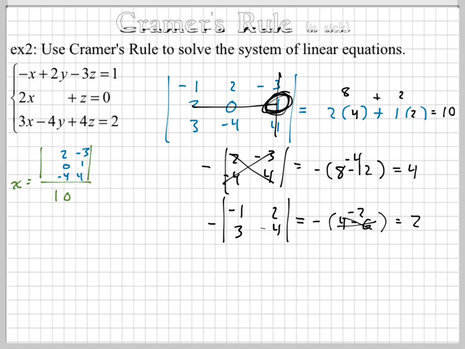The other column, the x column, is going to be replaced by these numbers right here, the ones that the equations equal. So we have 1, 0, and 2. So whatever variable you're trying to find, you plug in the constants for that. What the equations equal. Okay?